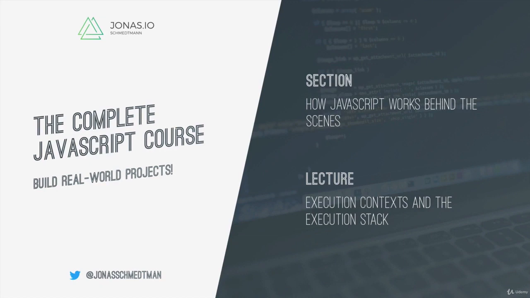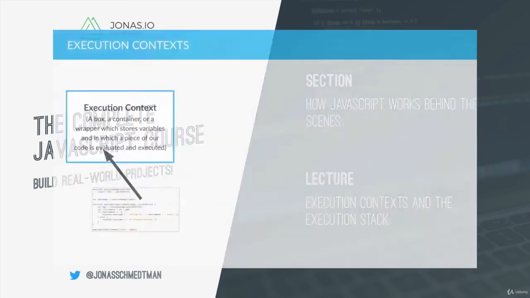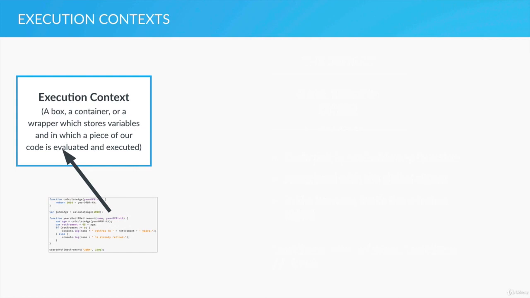The last lecture was a conceptual overview about what happens in the JavaScript engine once we run our code, how it's parsed and translated into machine code. Now let's focus on the order in which the code is run, and for that we need to talk about execution contexts. All JavaScript code needs to run in an environment, and these environments are called execution contexts. So you can imagine an execution context like a box or like a container, which stores variables and in which a piece of our code is evaluated and executed. We will go more in depth about this in the next slides.